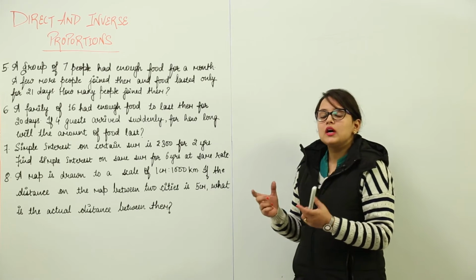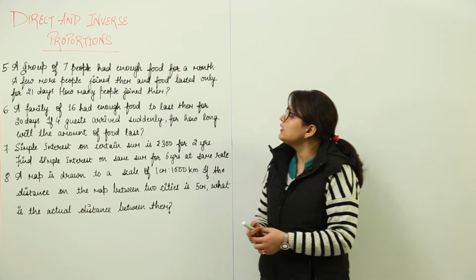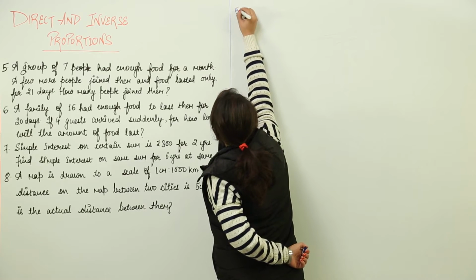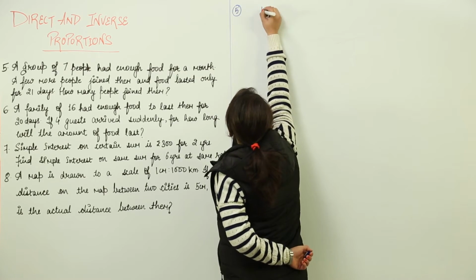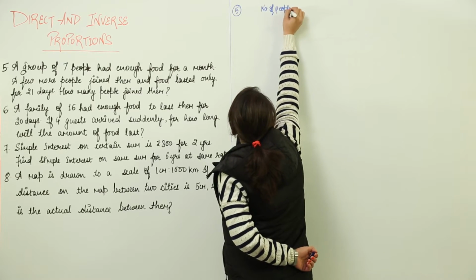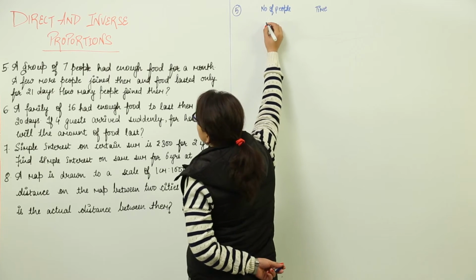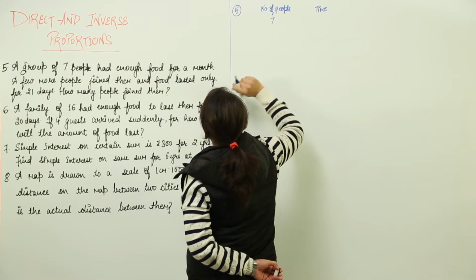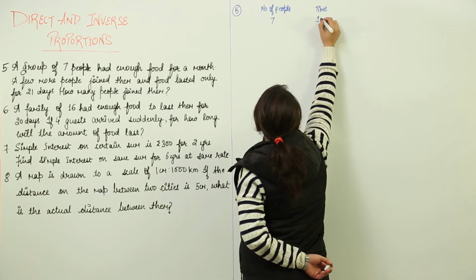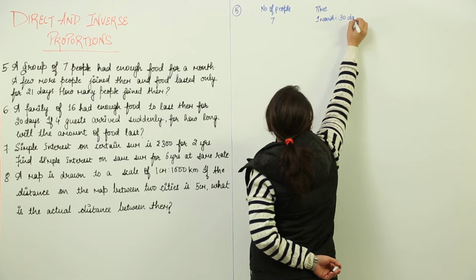Now here, what are the two quantities the question is talking about? They are talking about the number of people and the number of days. We will write it in the same form that we have been doing. We write the number of people on one side and the time on the other side. Now it says the 7 people had some amount of food for a month. 1 month can be written as 30 days for the calculation purpose, right?